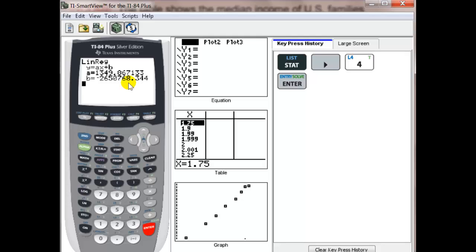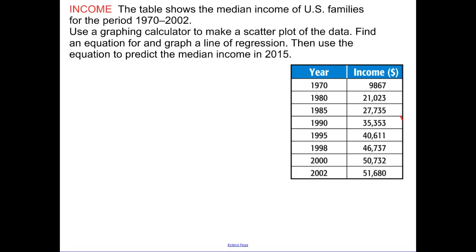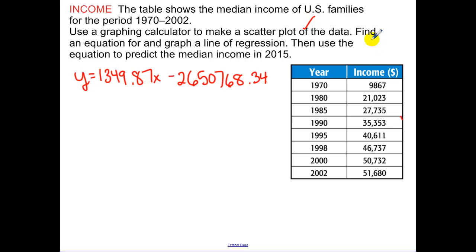So I'm going to take a moment and write that back on our work page. So I'm going to write down our equation real quick for us. And I'm going to round it to 2 decimal places. So we've done our scatter plot. We found the equation for and graphed the line of regression. We need to find R. The calculator is going to do that for us. I'm going to show you guys how to do that in a minute. We need to still graph our line and use that to predict our median income in 2015.